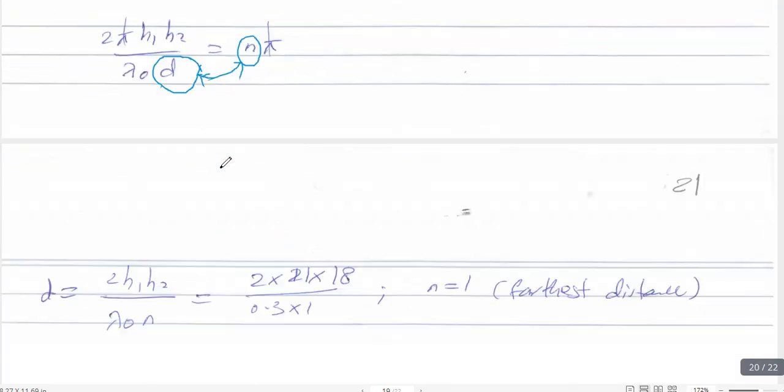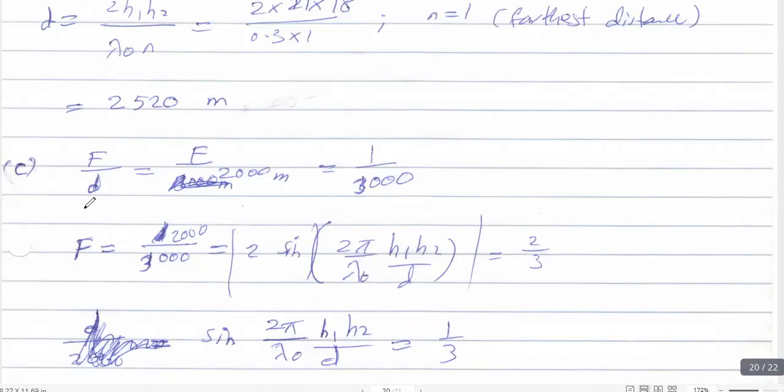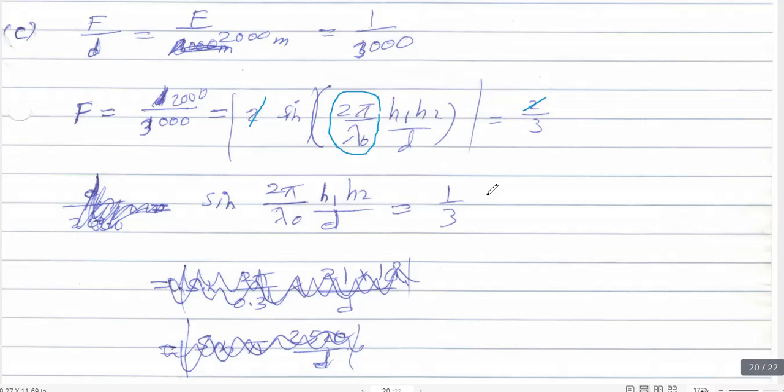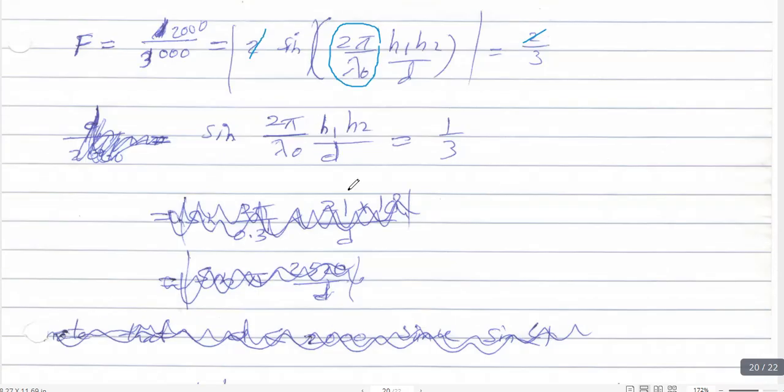This is part C. F over D equal 1 over RF. D is 2 kilometers and RF is 3 kilometers. F is equal 2000 over 3000, 2 over 3. This is equal to sine K naught 2 times H1 H2 over D, absolute value. Now cancel 2 with 2, and the sine is equal 1 over 3. Here we have absolute value.